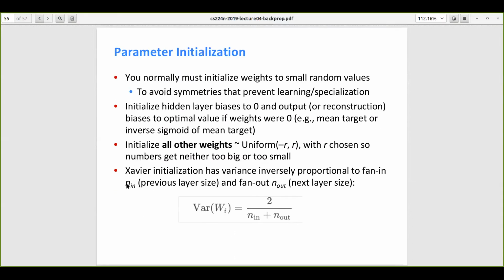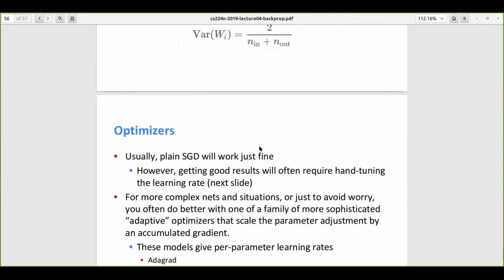So one of the most widely used initialization techniques is Xavier initialization, where it takes all the weights from some sort of uniform range, and that gives better results.